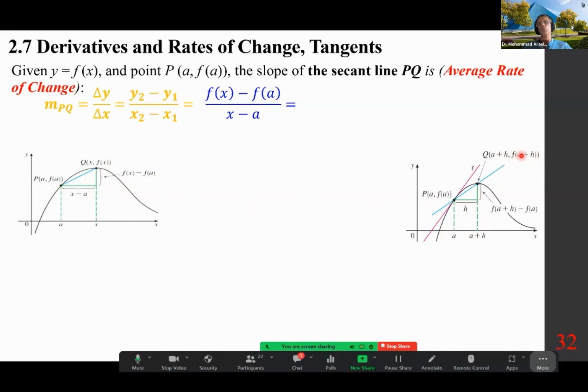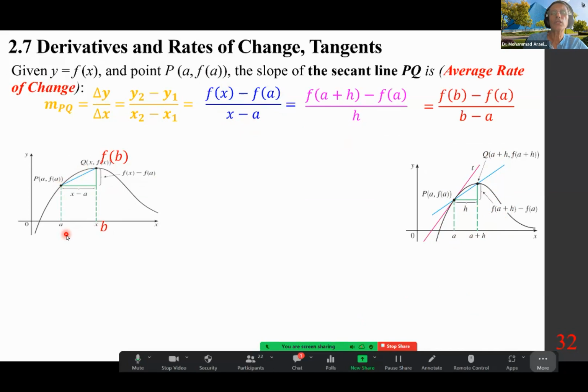So if we use now this one, f of a plus h minus f of a for the top, and the bottom is a plus h minus a, which gives us h. And you may recall this one from college algebra, pre-calculus as the difference quotient. If we give this the name b, therefore this becomes f of b, and now here f of b minus f of a, x minus a becomes b minus a. What is my point? They are all the same. Different texts may use different variables. They are all basic rise over run.